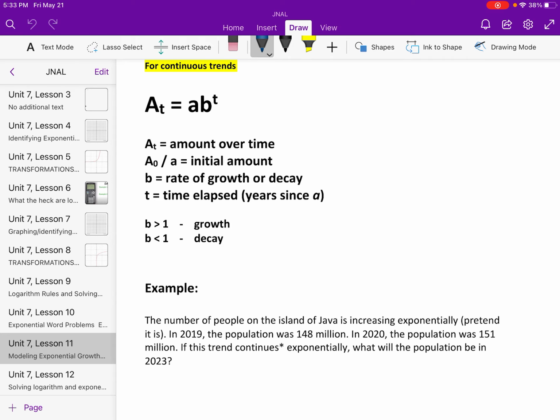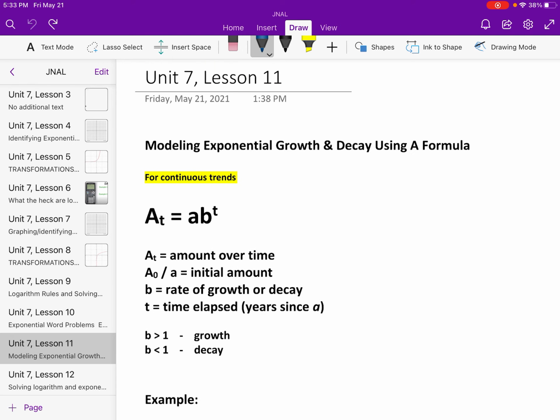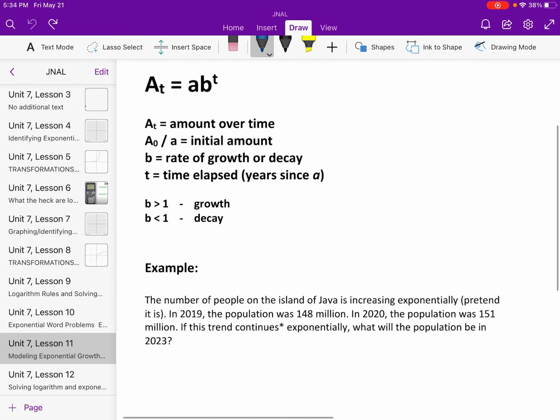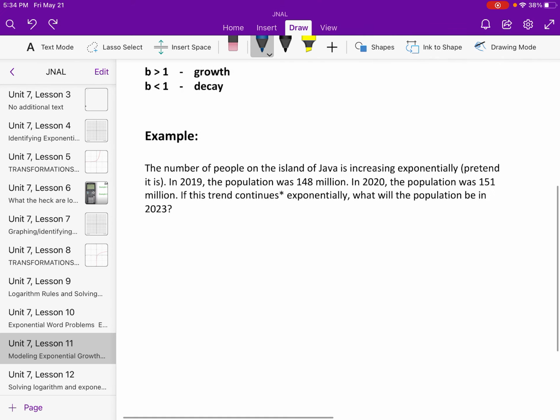That's what that means. Remember, growth is if something's increasing, decay is if something's decreasing. T is times elapsed. So sometimes it doesn't have to be years, since it could be any other length, but that's just an example. It could be years since a. And then b, if it's greater than 1, that's growth, and if it's less than 1, that's decay. So that's what that is. Let's look at an example.